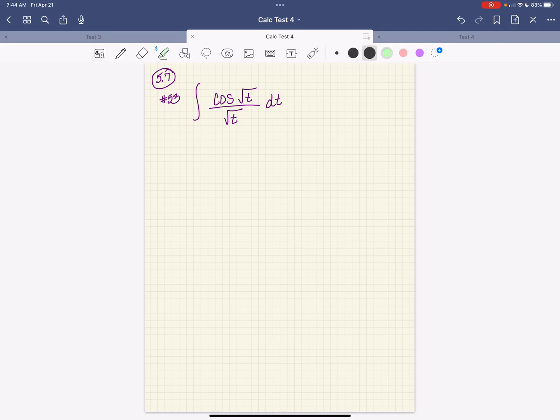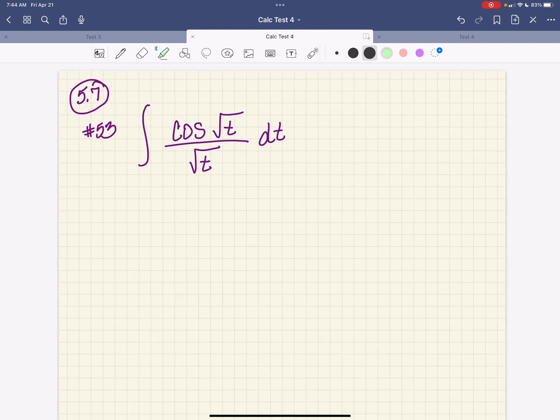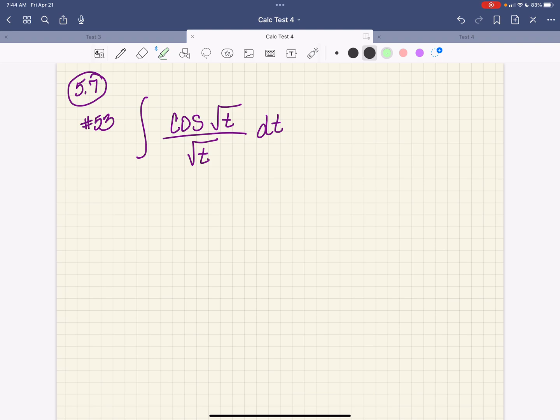Hello, this is homework help for section 5.7. And we are going to start with number 53. This one is a little bit tricky because you are going to use your u substitution for the square root of t.